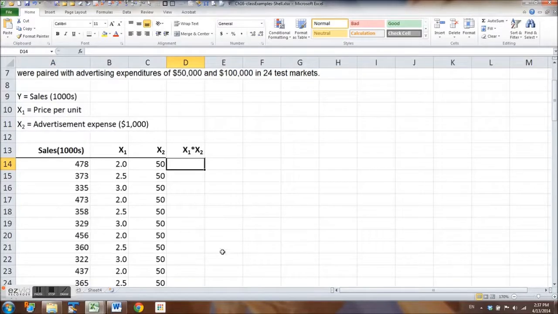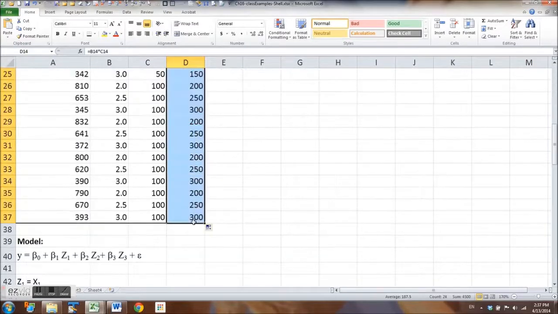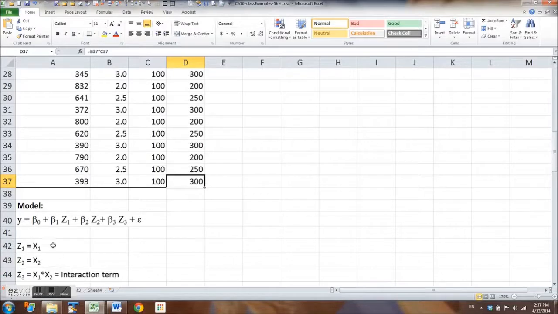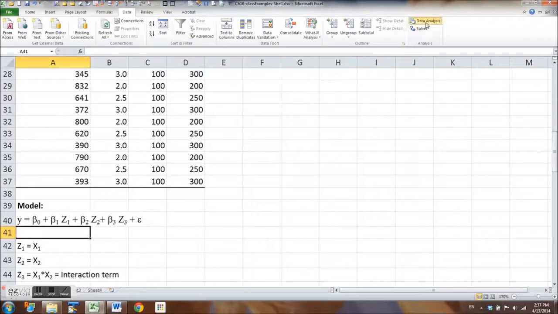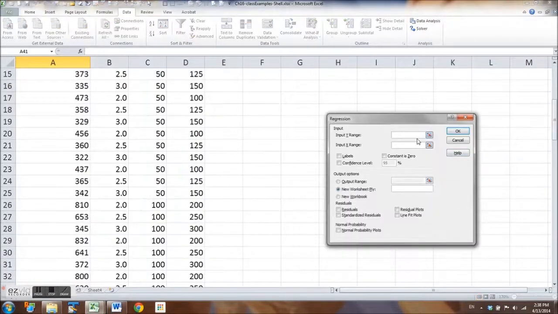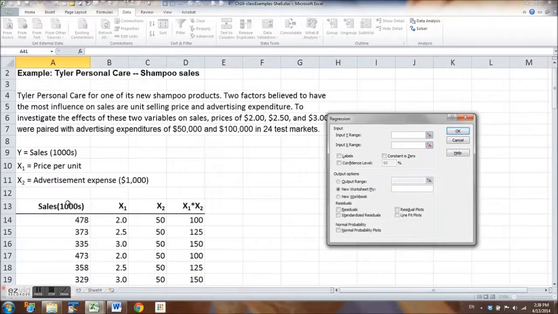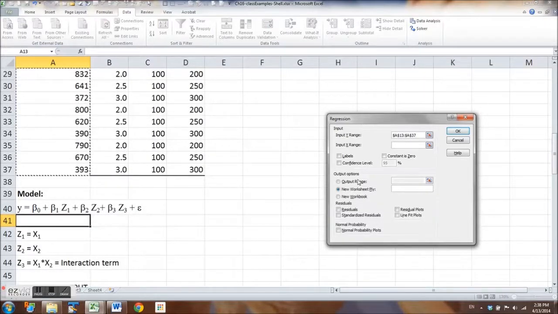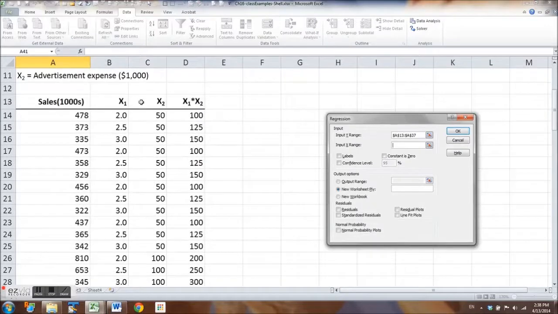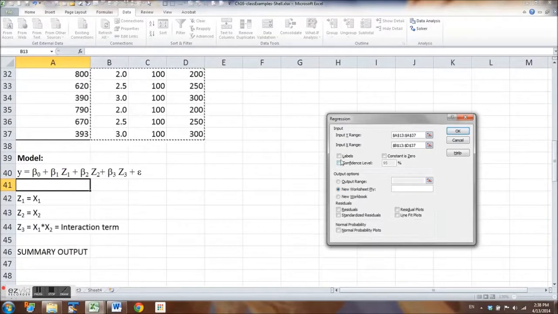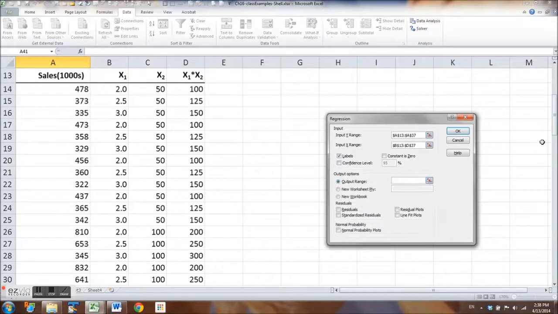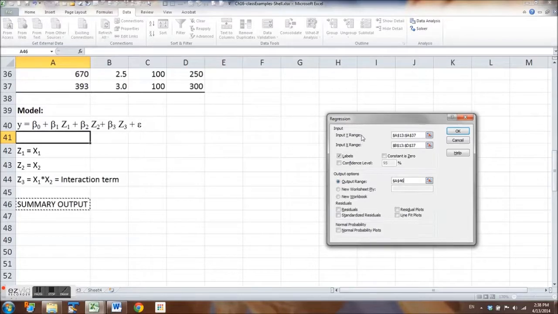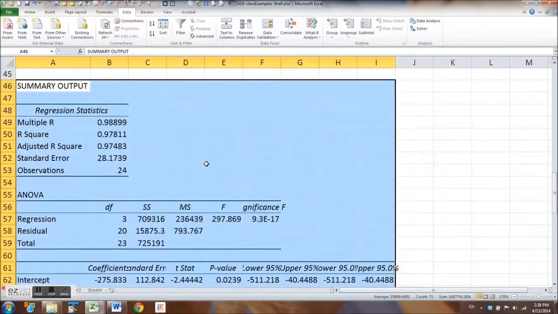Now we have to set up the transformed x sub 1 times x sub 2, the interaction term column. So take x sub 1, multiply by x sub 2. Now copy that. And then we need to run the regression command. Go to regression. The y range is sales. The x range is x sub 1, x sub 2, and x sub 1 times x sub 2, 3 columns. Labels, and the output range, let's put the output range here. So let's do some formatting.